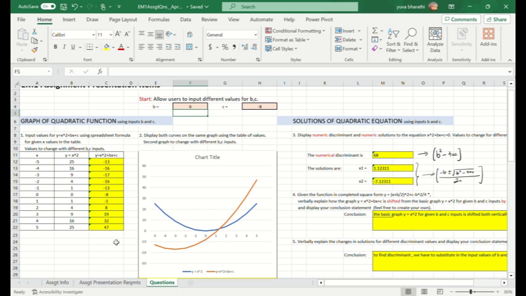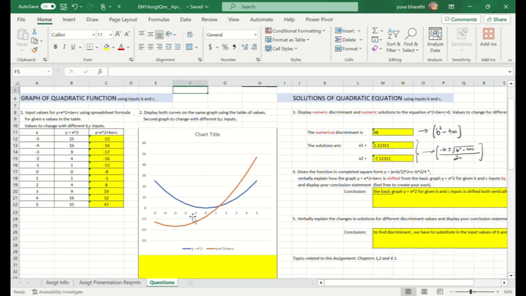this list of values. Once you get this list of values, you take y is equal to x to the power of 2 and y is equal to x to the power of 2 plus bx plus c, and you plot this graph, which forms two lines. Blue line for y is equal to x to the power of 2 and orange line for y is equal to x to the power of 2 plus bx plus c. This graph should intersect at two different points.